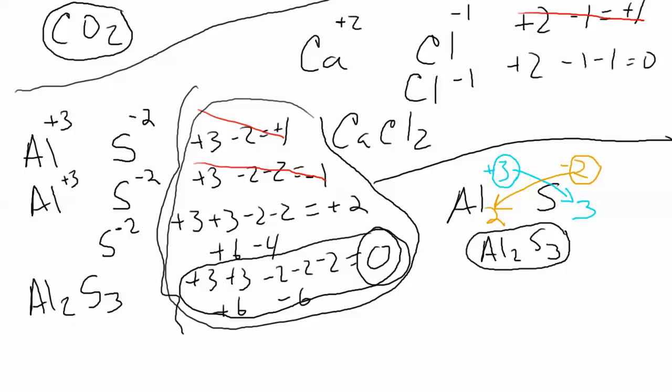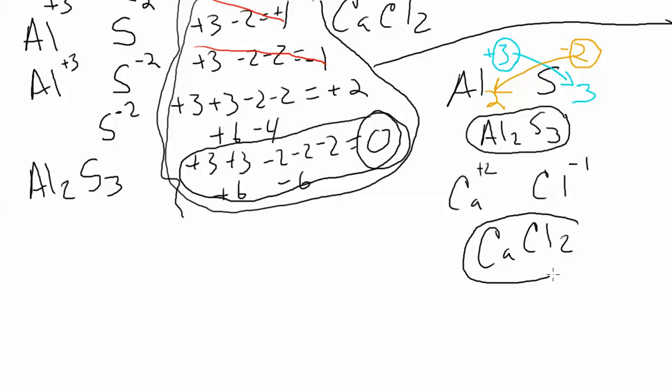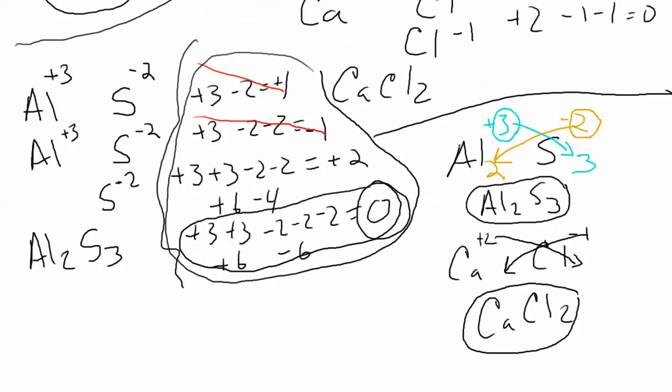We had calcium, which was plus 2, and chlorine, which was minus 1. So if we switch those, we get Ca, and you don't write 1 in a formula. You just assume that there's 1 because you wrote Ca, and then you get Cl2, which is the correct formula. See, we switched the numbers from the oxidation. So it works for that one.